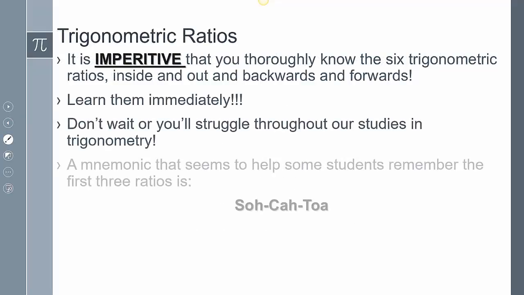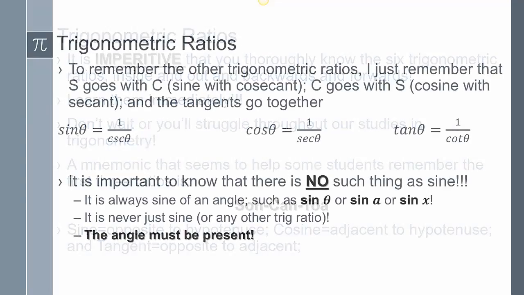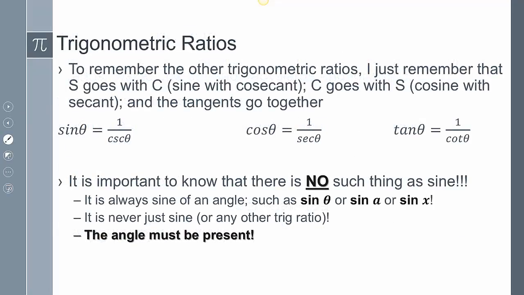We said we need to memorize them. One of the ways to memorize the sine, cosine, and tangent ratios is by using SOHCAHTOA. And to memorize the reciprocals, we said S goes to C, and C goes to S, and then tangent and cotangent go to each other. The last thing is it's never just sine or cosine or tangent. It's always sine of an angle. There must be an angle present.